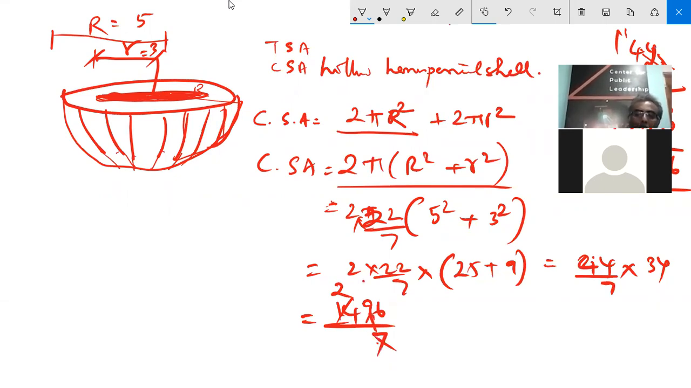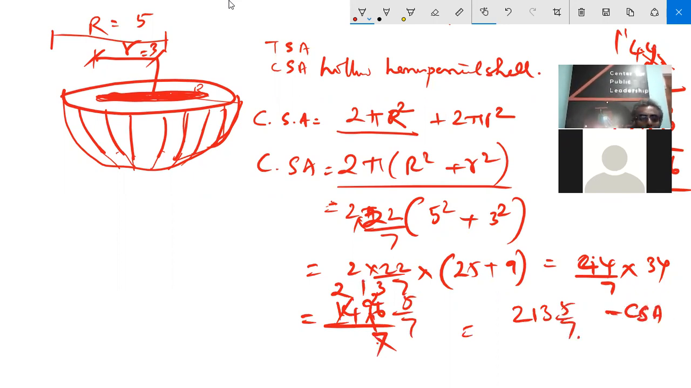1 time. Remaining 2. In 26 how many times will it go? 3 times. The remainder is 21 is the answer. So the remainder is 5 by 7. So the answer is 213 and 5 by 7 equal to CSA.